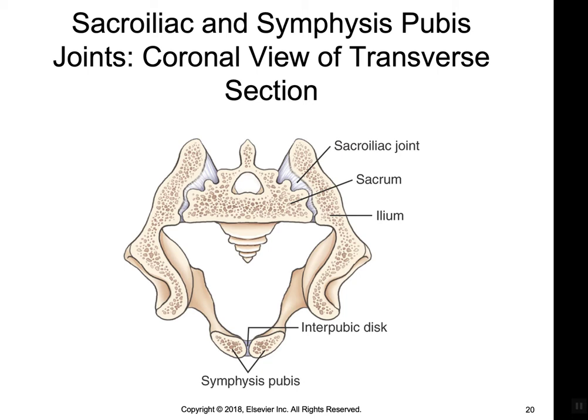Then you have your sacroiliac and symphysis pubic joints, coronal view and transverse section. Here's your sacroiliac joint, and then your sacrum, your ilium, interpubic disc, and then your symphysis pubis.